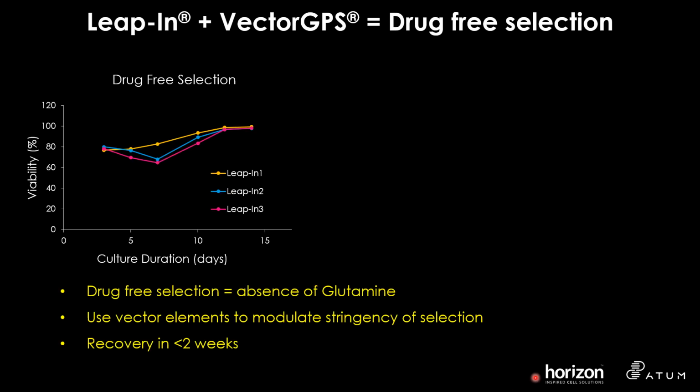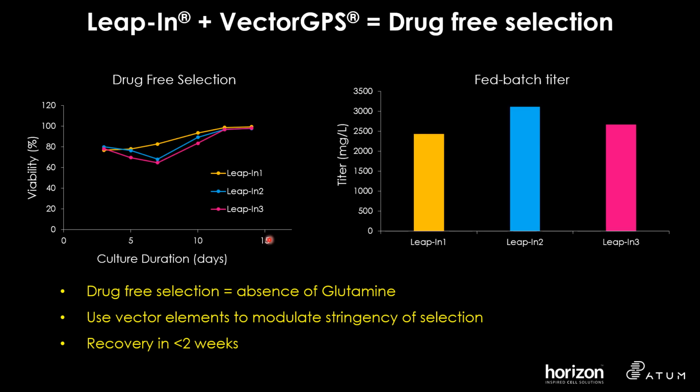We work with the Horizon Discovery GS knockout host for the majority of our R&D and platform development. And in this case, it's a drug-free selection simply by removing glutamine, but we can in fact vary the stringency by using regulatory elements within the vector. Importantly, we get rapid selection in less than 2 weeks and reasonably high titers.